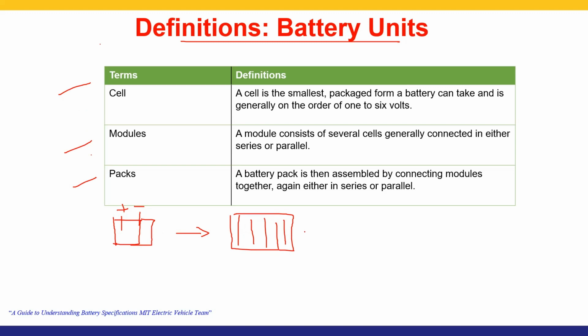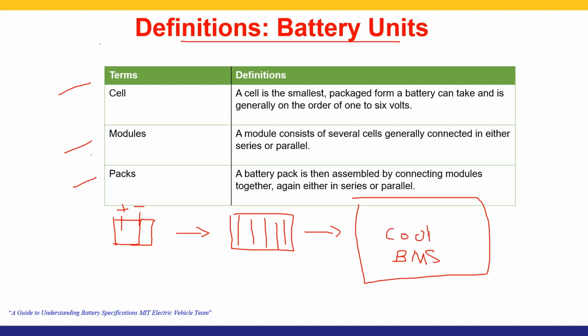The battery pack is the final battery that is installed in electric vehicles, for example. A pack usually will consist of a protection system or a control system called the BMS, the battery management system. And some battery packs also have a cooling system. To give you an example, we can use 12 cells to construct a module and then use 8 modules to construct a battery pack. And inside the battery pack, we can have a cooling system or BMS system.